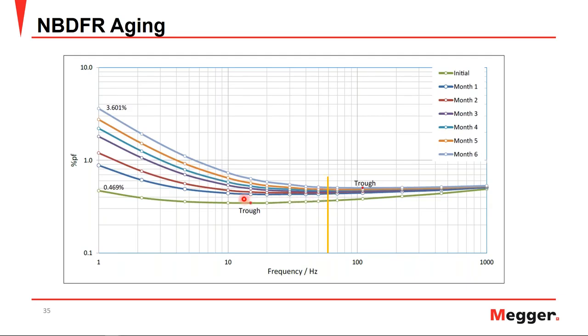Also, you can see the trough, or the low part of the curve, migrate towards higher frequencies as the aging takes place. So again, this highlights the advantages of narrowband DFR: the higher sensitivity at low frequencies, as well as a broader picture rather than just looking at the one point at line frequency.